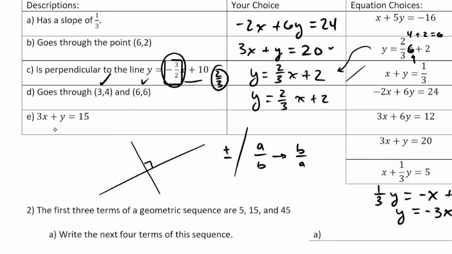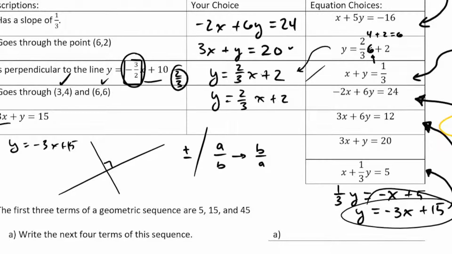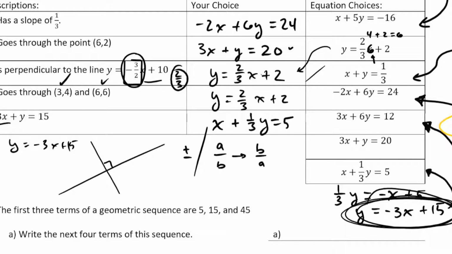Well, I did get them all in slope-intercept form, and if I was to take away 3x here, I get y is negative 3x plus 15. And I can see I've got that down right here. This is that equation. So the one that works is the very last one, right? These two equations are exactly the same. So this is x plus 1/3 y equals 5.